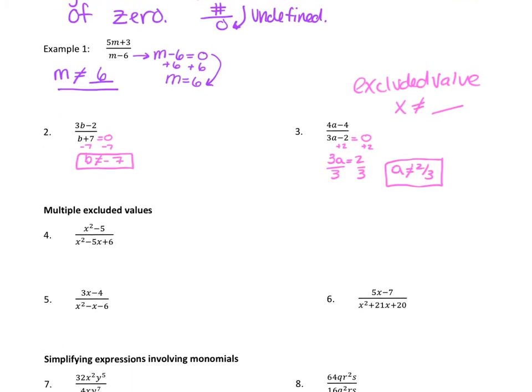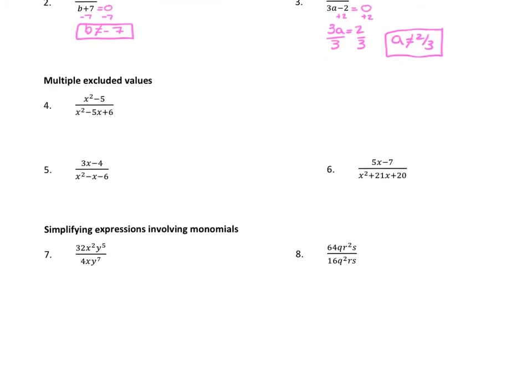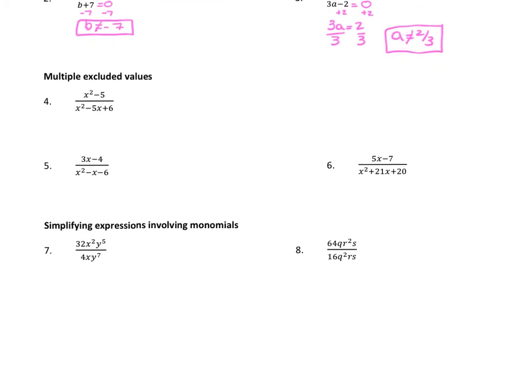In the examples above, we only had one excluded value, but a lot of times we'll actually have more than one excluded value. So when it comes to rationals, our first step for a lot of these, if possible, is we want to factor. This is always going to be step number 1.